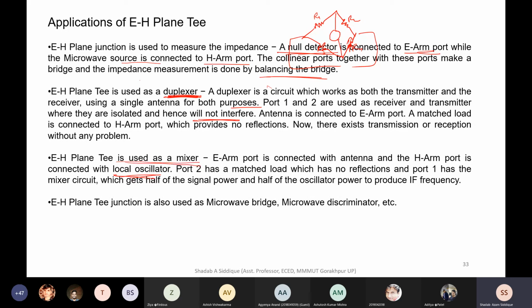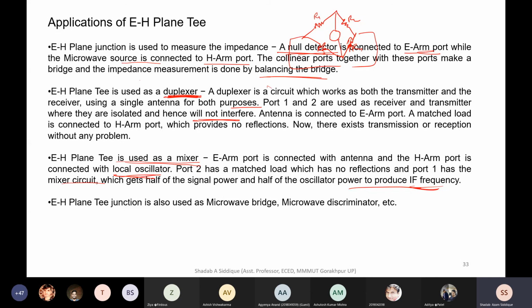A mixer means you are adding frequencies. You take a carrier frequency FC, and you apply one more frequency from a local oscillator, F naught, and you get the sum and difference frequencies: FC plus F naught, FC minus F naught. So that acts as a mixer. Port 2 has a matched load with no reflection, and port 1 has a mixer circuit, which gets half of the signal power and half of the oscillator power to produce the IF, intermediate frequency. The EH plane T junction is also used as a microwave bridge, microwave discriminator, etc.